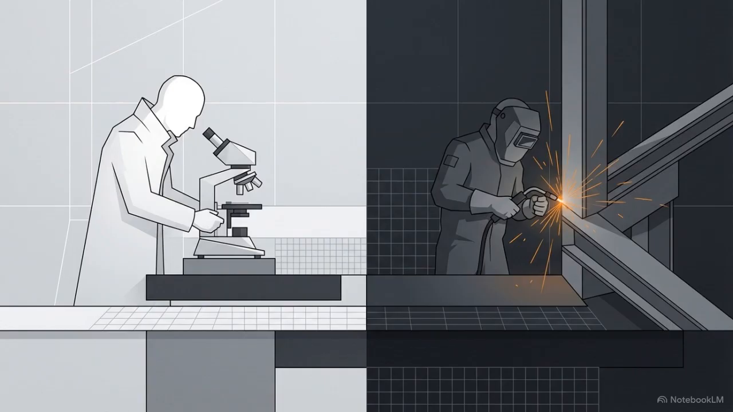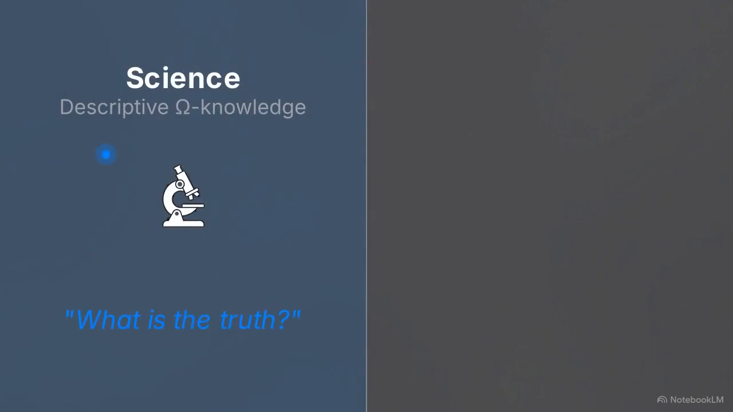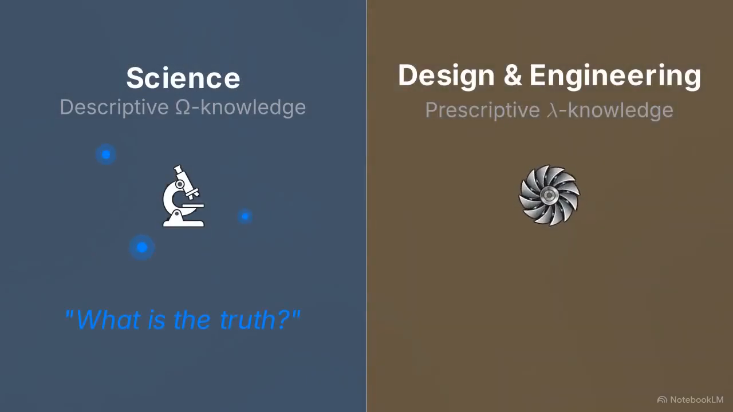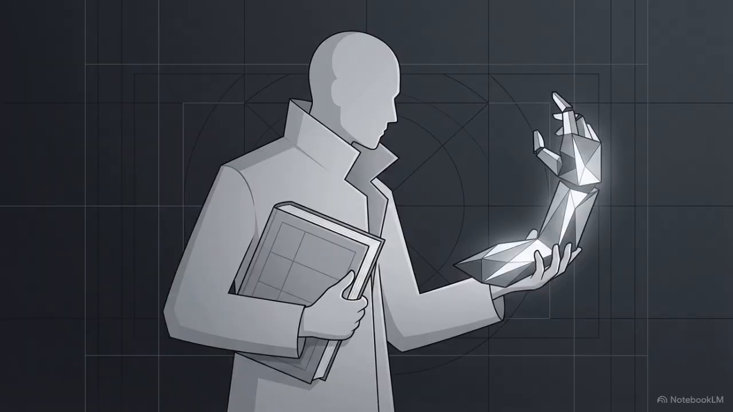The core of this divide comes down to differing objectives. Traditional science asks, what is the truth? Design and engineering ask, what is useful? To answer both questions simultaneously, researchers rely on a structured methodology known as design science research.